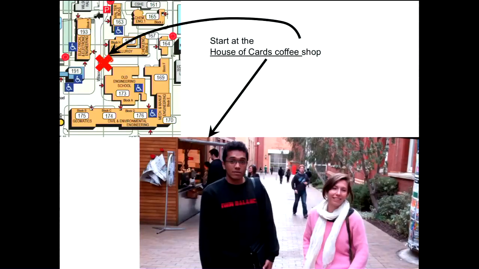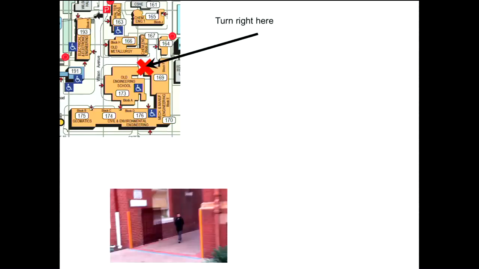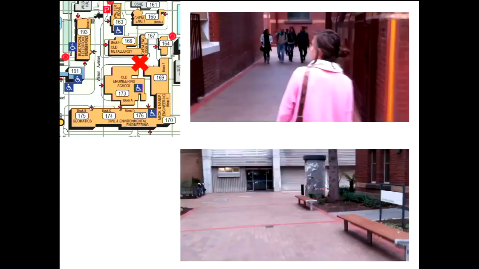Here. You want to walk along this alleyway, and there's a turning to the right. As you're walking, there's a junction to turn right, which looks something like this. So turn right there, go along this alleyway, walk straight to the end, and you'll see this building. You all should know this building. This is the mechanical engineering building.